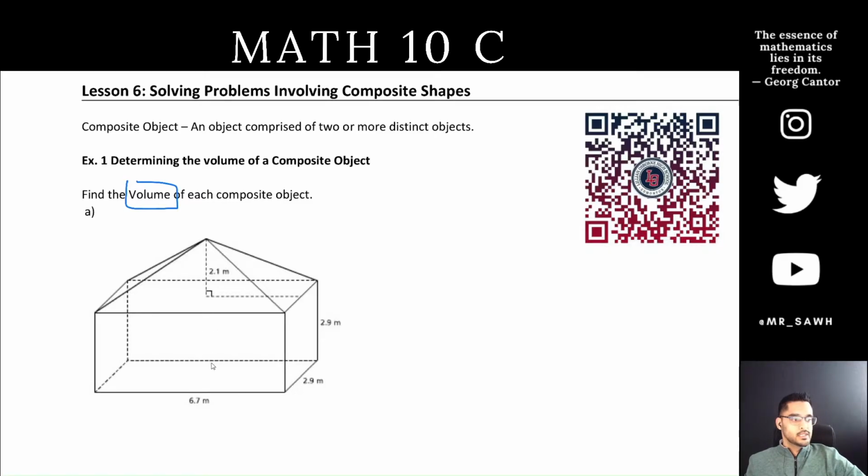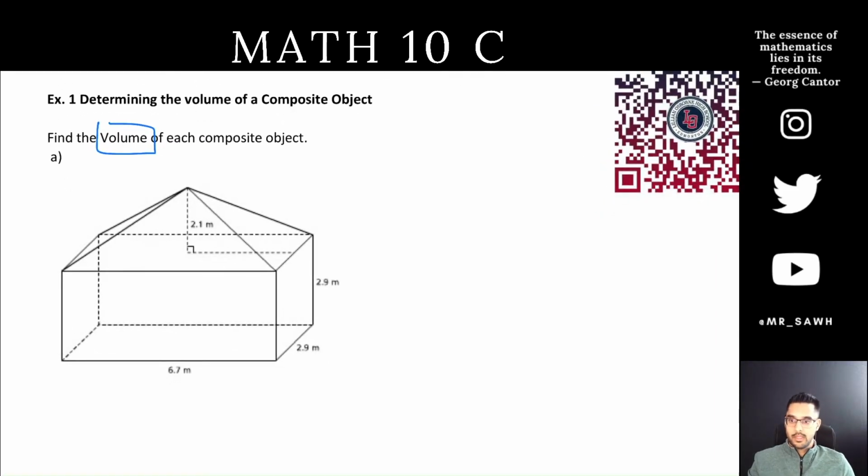So at first I need to decide what objects we're working with. In this first one, it looks like we've got a pyramid on the top, sitting on top of a rectangular prism. So there's my two objects. If I can find the volume of each of them independently, we're just going to add them together. So let's go find the volume of our pyramid. We'll do that one first.